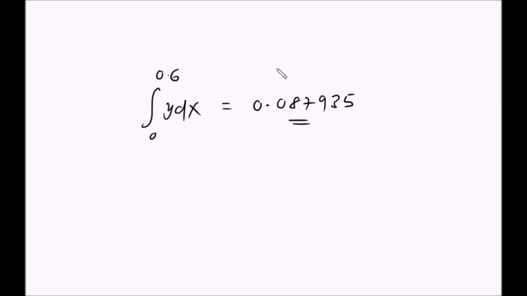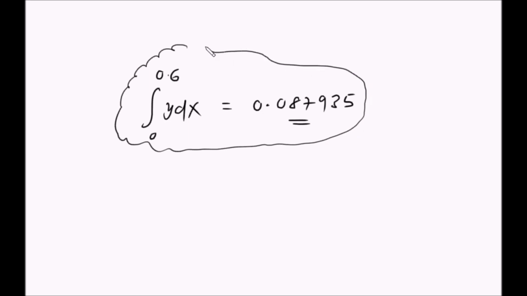But trapezoidal rule imetusaidia nini? Imetusaidia the fact kwamba despite the fact kwamba our y was not expressed in terms of x, kwamba labda tutumie substitution method au labda tutumie integration by parts. Y imekuja kama y, lakini tumepewa ile table of values. Kwa hiyo ile table of values imetusaidia kuweza kutafuta integration kwa kutumia trapezoidal rule. So this was example 1.